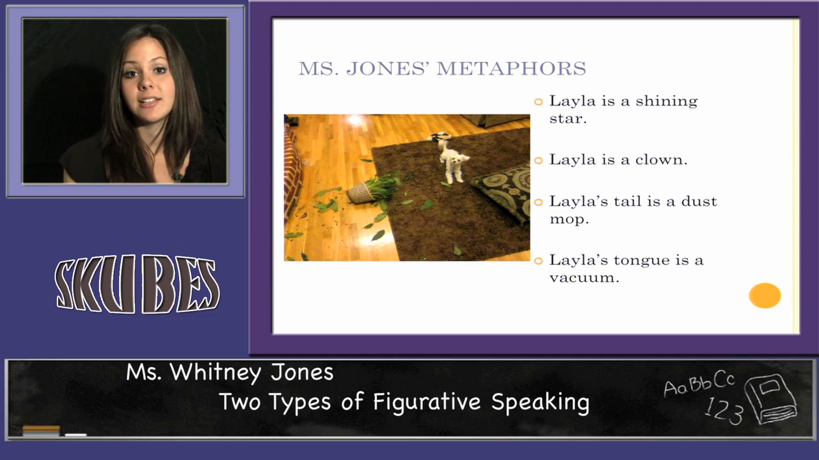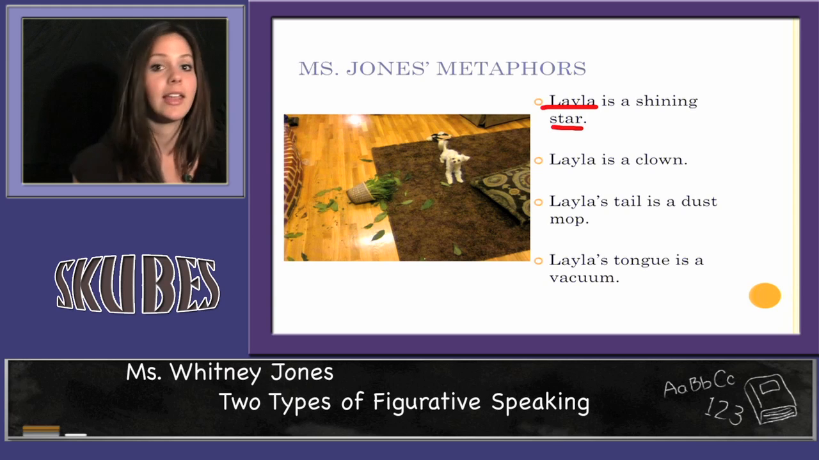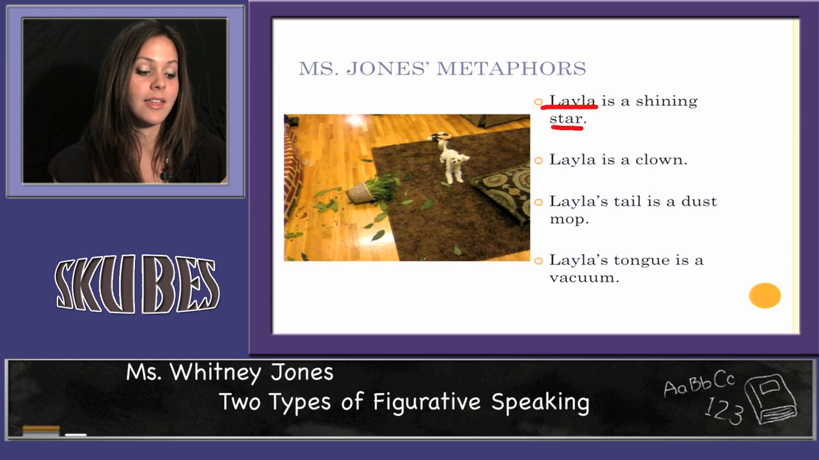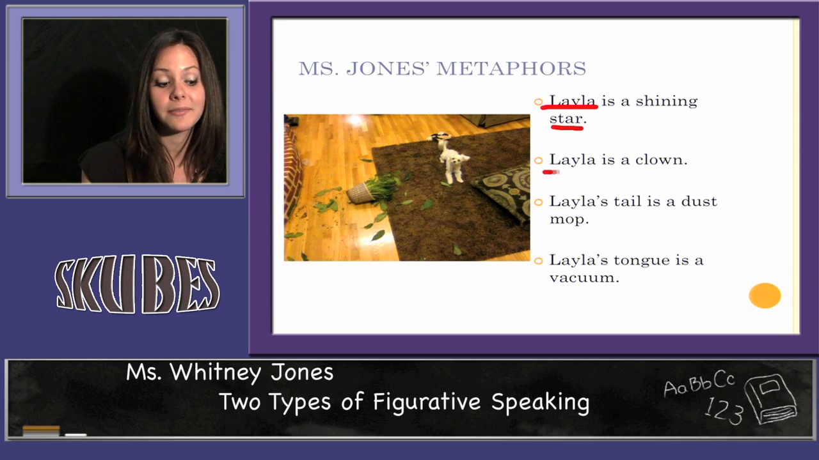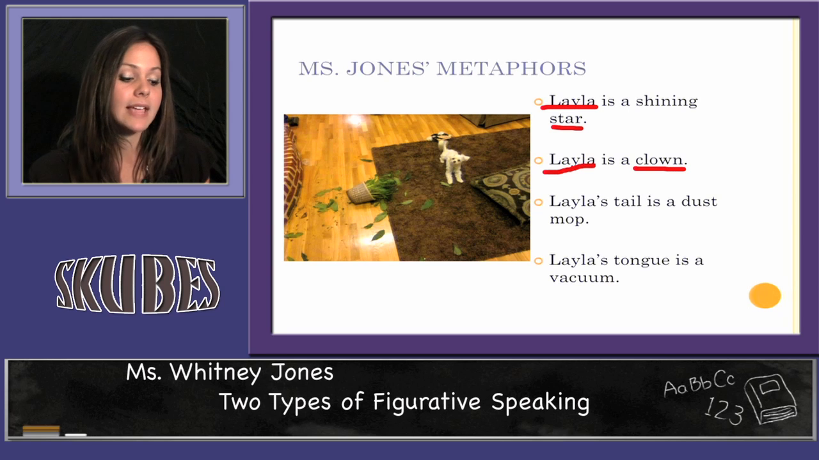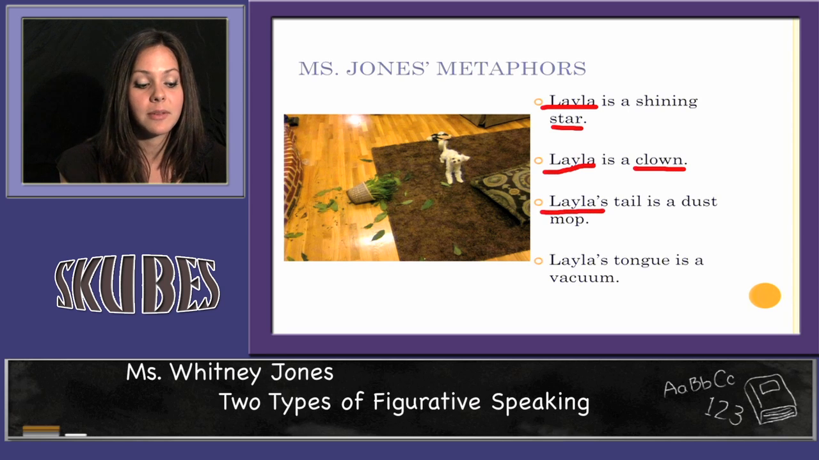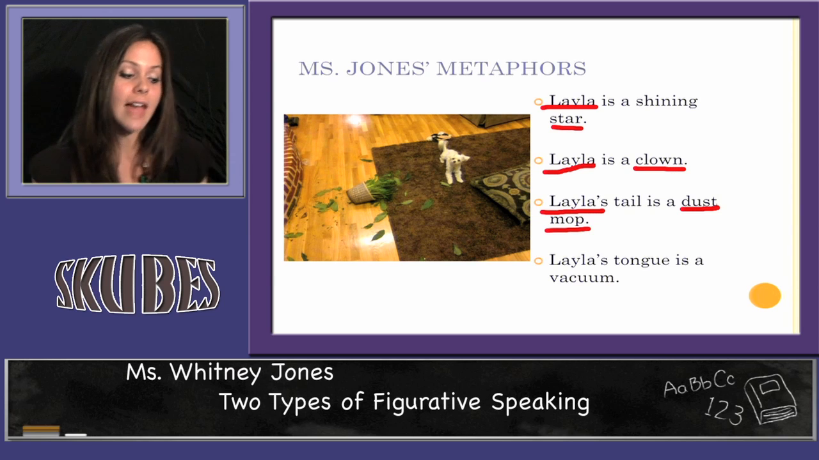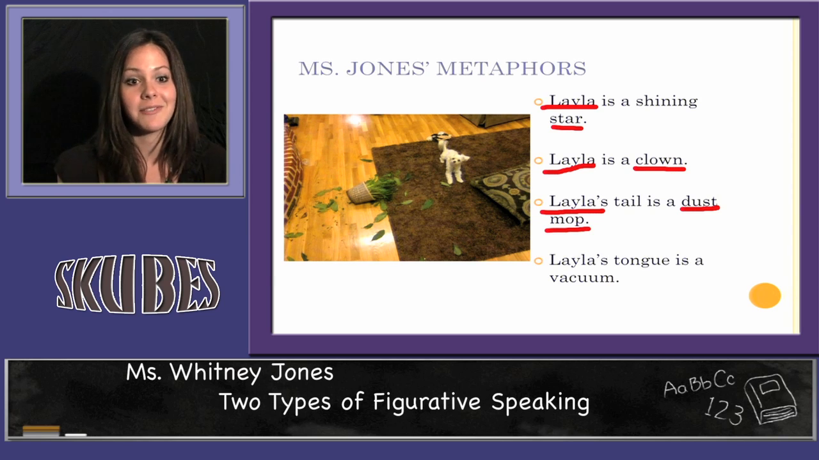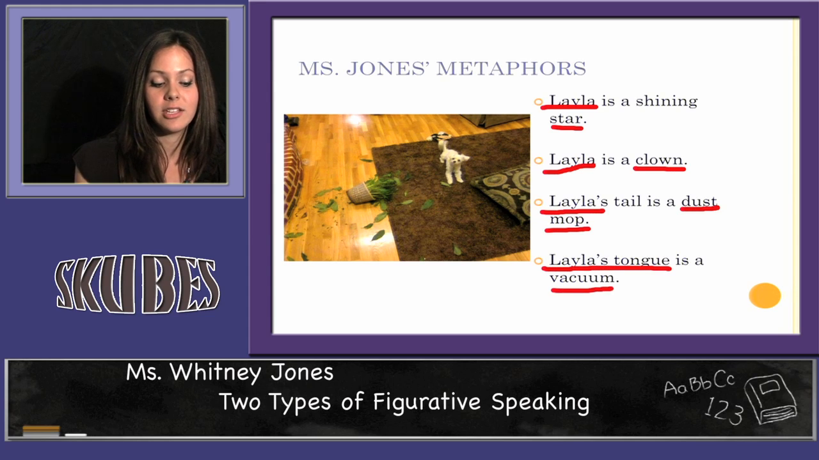Layla is a shining star. So I'm comparing Layla to a shining star, and I do not use like or as. The next one says Layla is a clown. I'm comparing Layla to a clown without using like or as. My next metaphor says Layla's tail is a dust mop. So I'm comparing Layla's tail to a dust mop. And the last metaphor is Layla's tongue is a vacuum. So I'm comparing Layla's tongue to a vacuum.